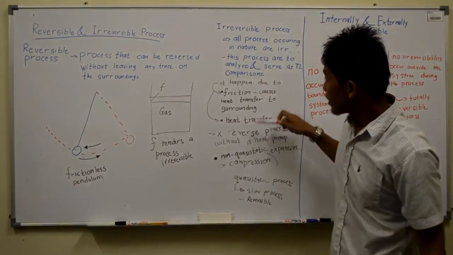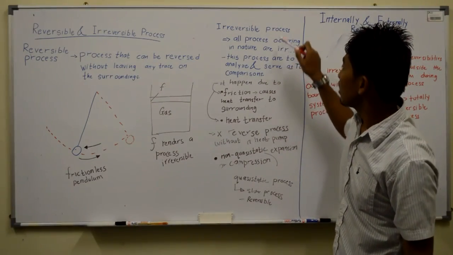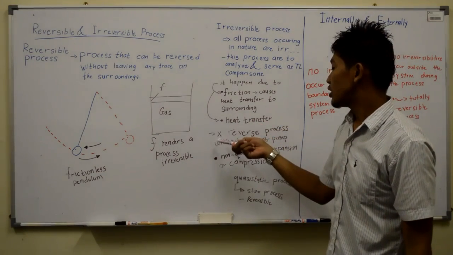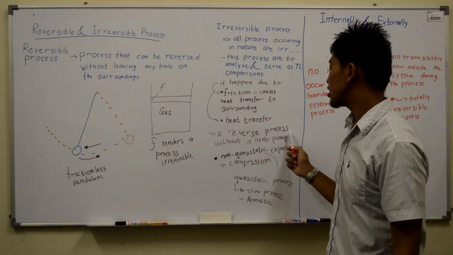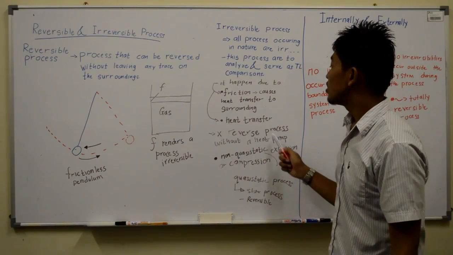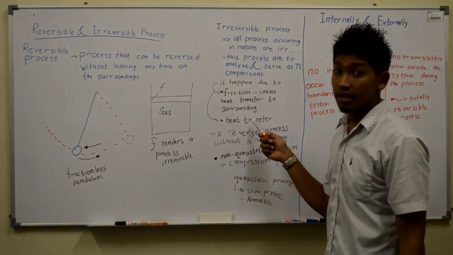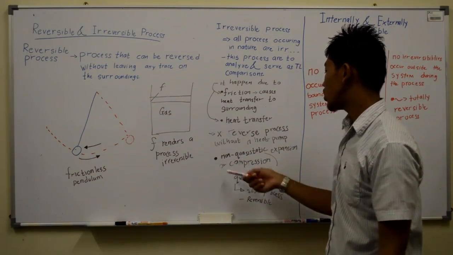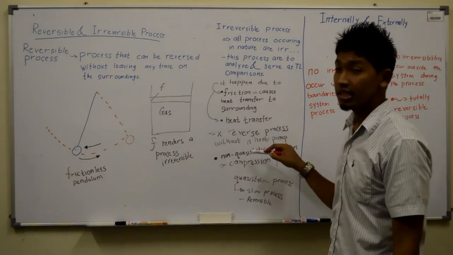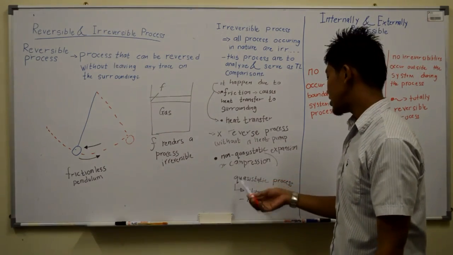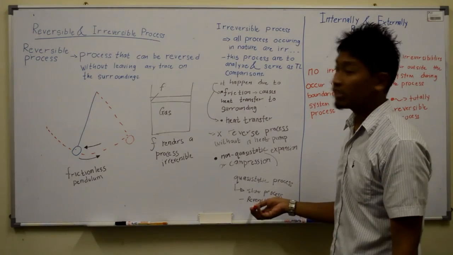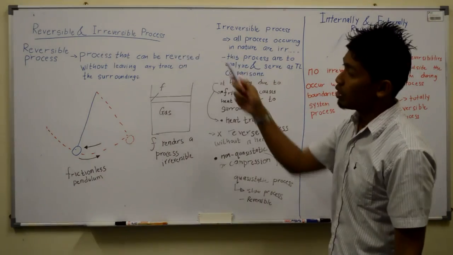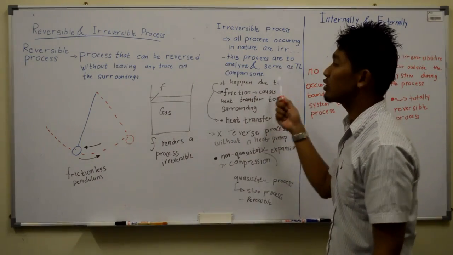Okay, then another factor that contributes to why irreversible processes occur is heat transfer. So it is not a reversible process without a heat pump. This is another factor. Then the last factor is non-quasi-static expansion or compression. What is quasi-static? A quasi-static process is actually a slow process and it is a reversible process. So this is briefly for reversible and irreversible processes.